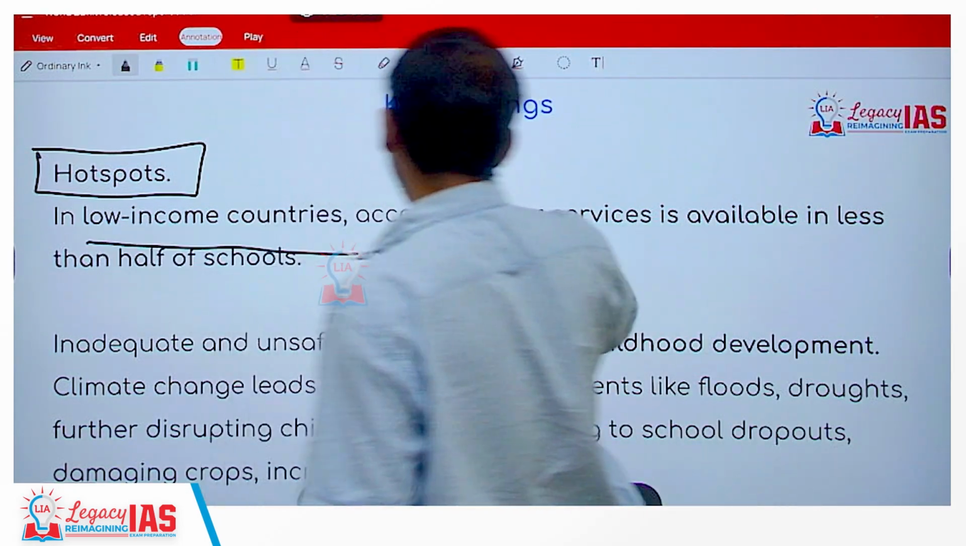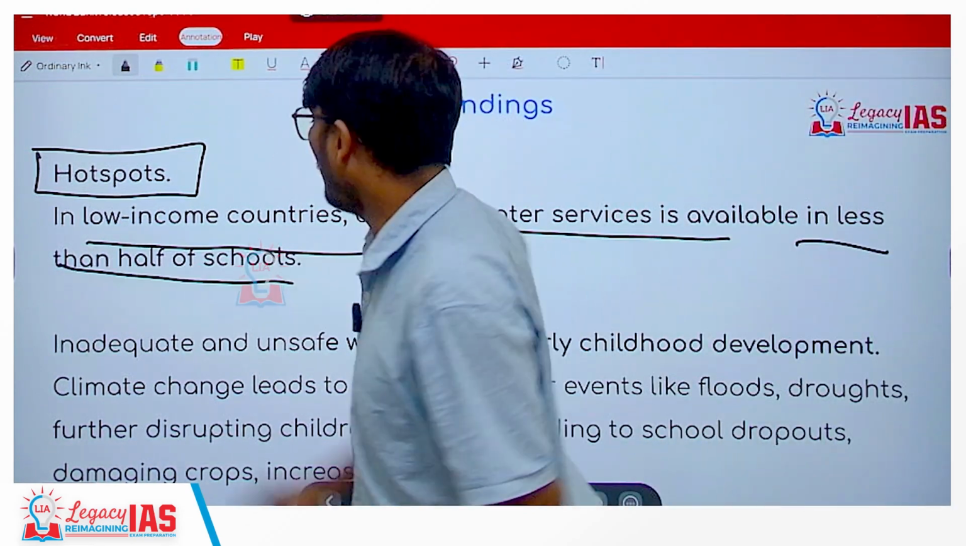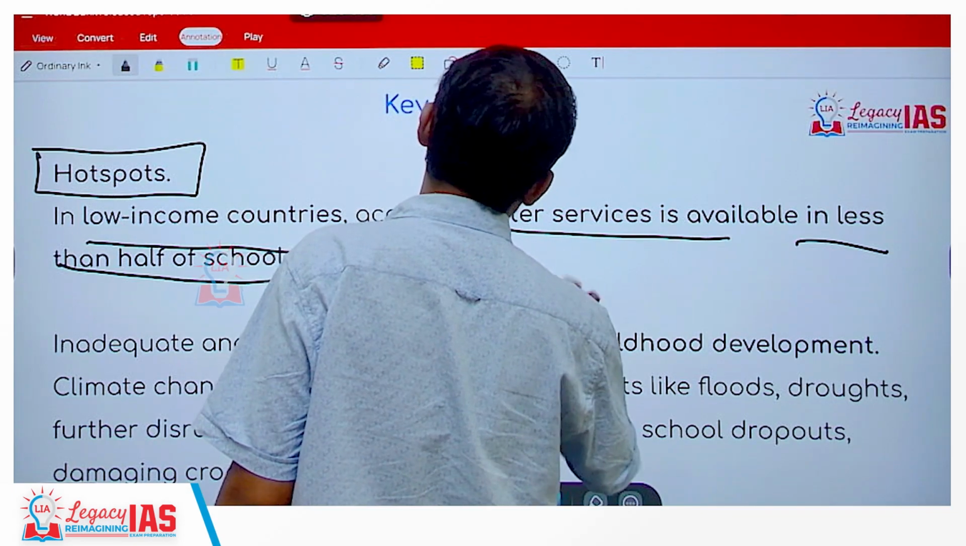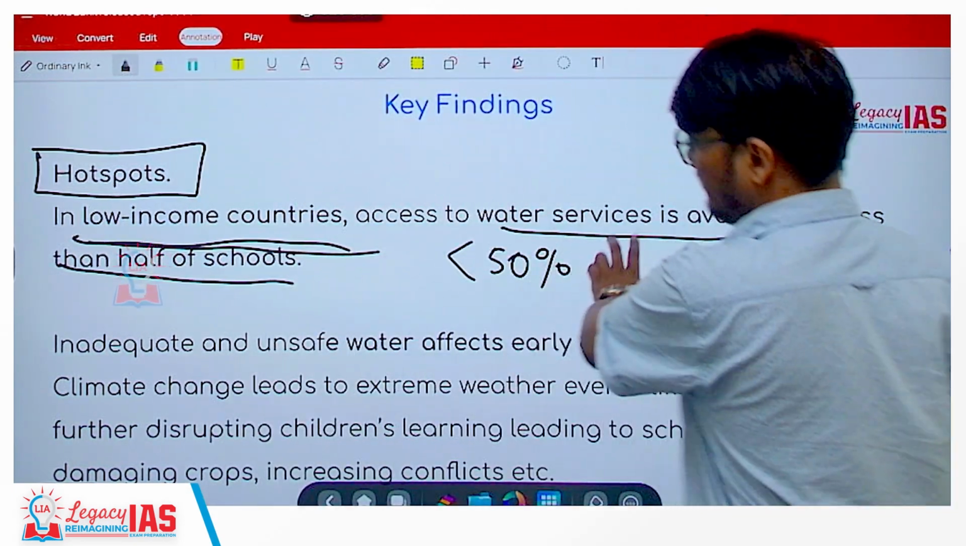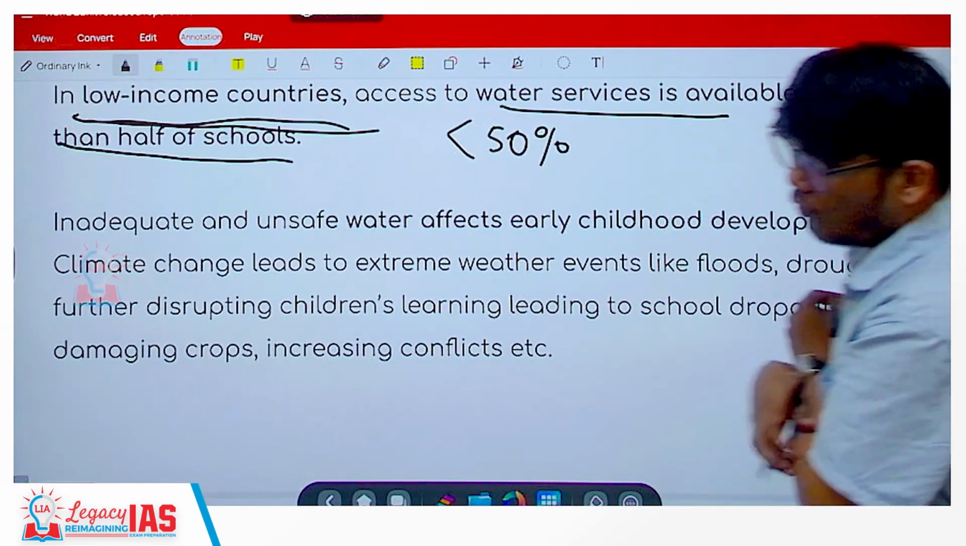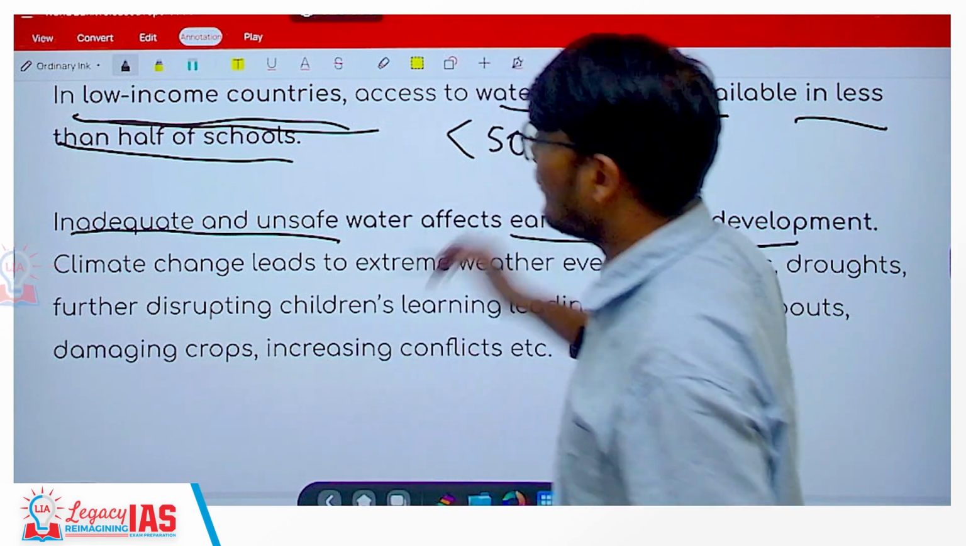So in low income countries, access to water services is available in less than half of the schools. So less than 50% of the schools have proper water in low income countries. Right. Now, what does it lead to? This inadequate and unsafe water affects early childhood development.